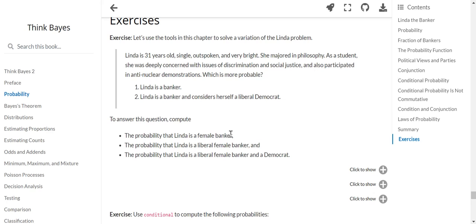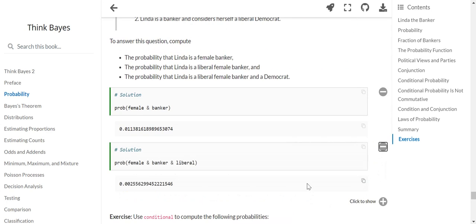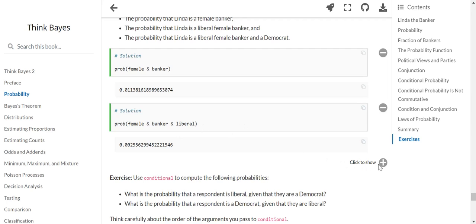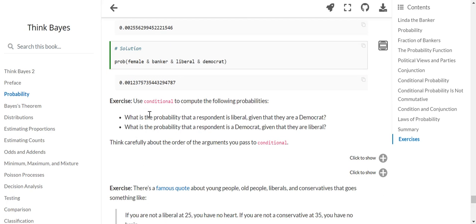So first of all, the probability that Linda is a female banker, we'll find that out. For a liberal female banker, it would be the probability of her being liberal given that she is a female banker, and then indirectly we are continuously imposing more and more conditions. So as we'll see, the value is again getting smaller and smaller. So the more conditions you impose, the more restricting it is for the sample space.